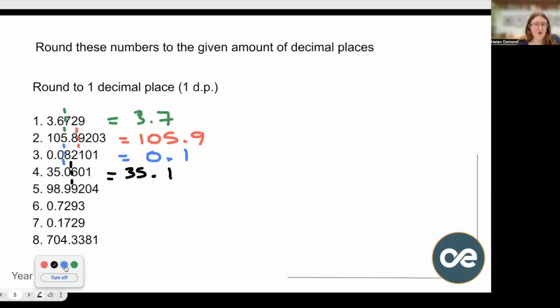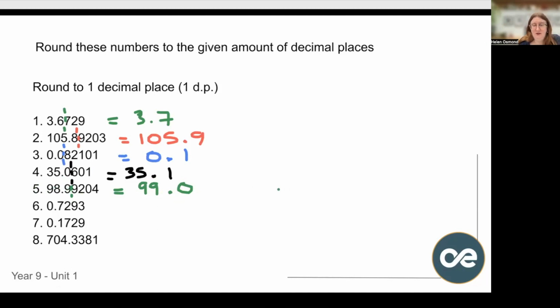Now, when we have got lots and lots of 9s, we need to be really, really careful. Because if I put the divide in here, my 9 means I'm going to round up. But if I round the 9 up, I end up going to the next whole. So I would write this as 99.0. I still have to write in 1 decimal place. It's just that it's 0.0 in this case, because we have gone up.